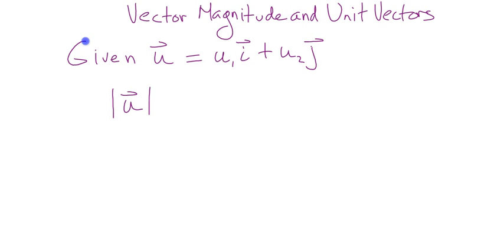So the definition of the magnitude of vector u is the square root of u1 squared plus u2 squared. And that's the magnitude of vector u, right? Or the size, right? Magnitude or the size. Guess what a unit vector is?